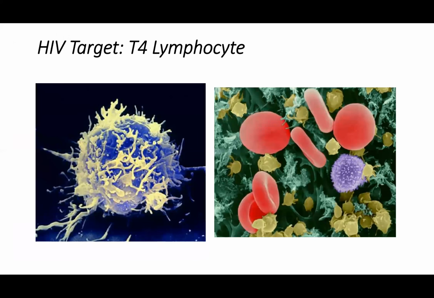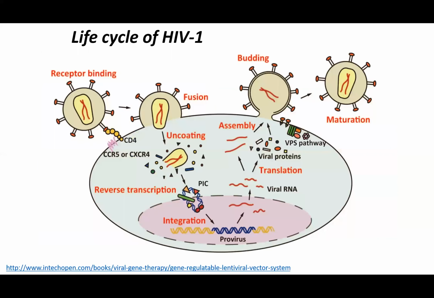HIV itself targets T4 lymphocytes, which are part of your immune system involved in the adaptive response to new pathogens inside you. HIV has, like most viruses, a similar process of binding, fusion, uncoating, assembly, budding, and maturation. It binds onto the CD4 receptor. This is a sugar receptor on the outside of all human cells, but it's particularly abundant on T4 lymphocytes.